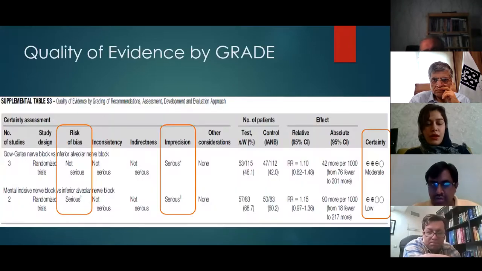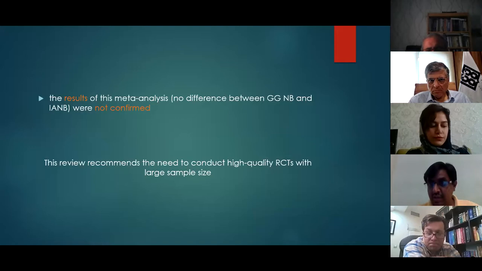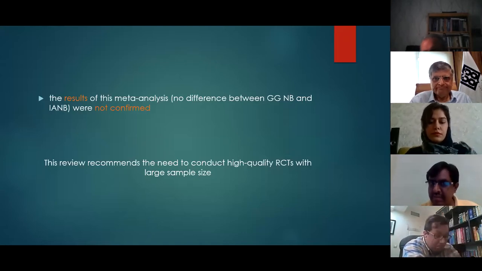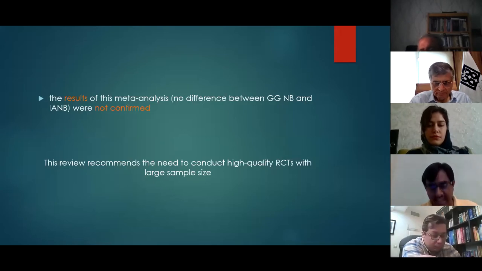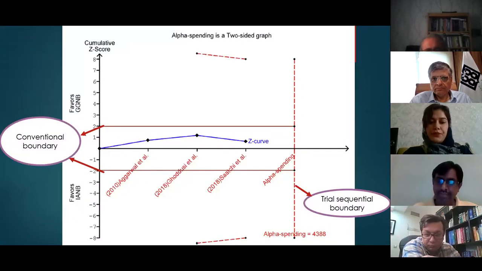One second. Sorry, let me go one slide before. Now you got these clear lines, right? See, our review recommends the need to conduct high quality, meaning you have to have randomization, allocation process, blinding, and all those things. That is the meaning of high-quality RCTs with large sample size. Large sample size is the information which I got from my trial sequential analysis. Yes. Thank you.